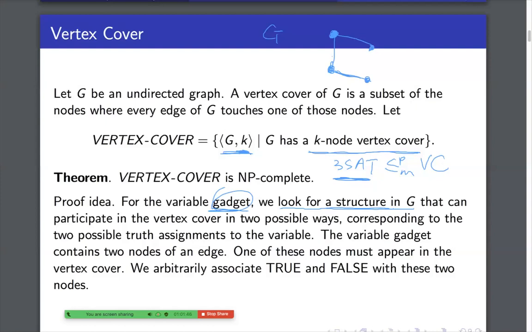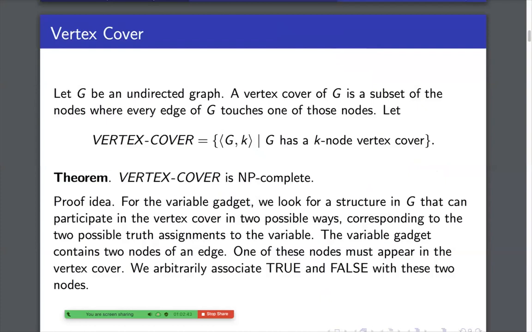So this structure can participate in the vertex cover in two possible ways, corresponding to the two possible assignments to the variable, right? One is zero, the other one is one. All right, the variable gadget contains two nodes and an edge. So for each variable, we're going to use two nodes and an edge. One of these nodes must appear in the vertex cover. Then we arbitrarily associate true and false with these two nodes. So for each variable in an instance of 3SAT, we are going to construct an edge.